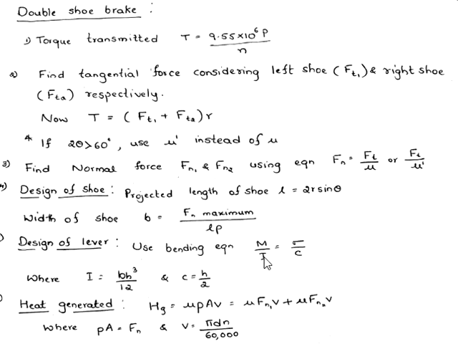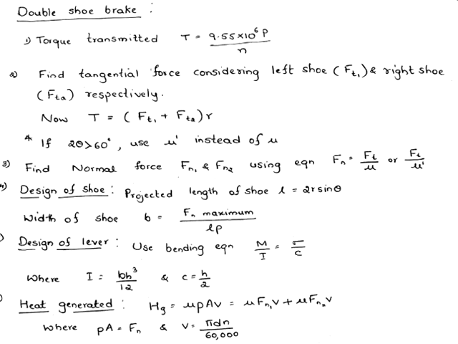So, from this equation, you can calculate different dimensions of the lever, then calculate the heat generated. This procedure is similar to the single block brake. Use the equation mu P A into V, where P into A is equal to Fn. Therefore, since there are two blocks, the equation will become mu into Fn1 into V plus mu into Fn2 into V, where V is pi dn by 60,000. This is equation number 13.24H in your data handbook.